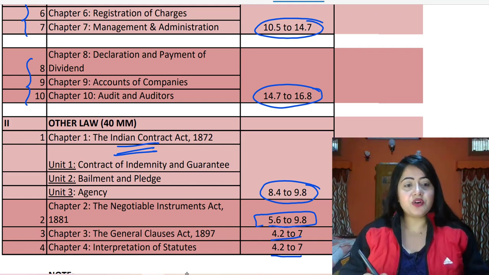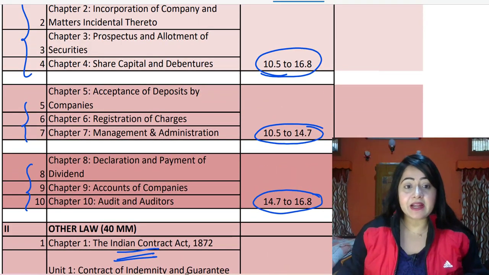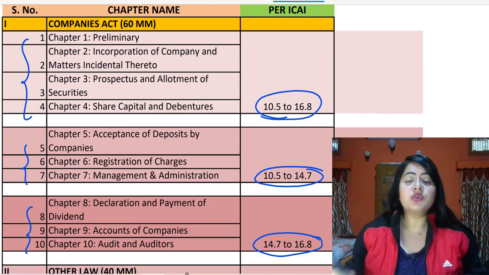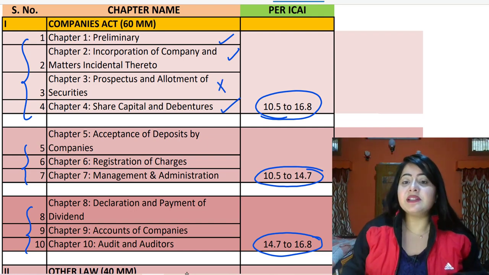As we can see here, individual chapters have not been given weightage. ICAI has created categories, and overall the categories have been given certain weightages. Sometimes what happens is that 3 chapters come in the examination and 1 is left out, and overall the weightage still remains the same.